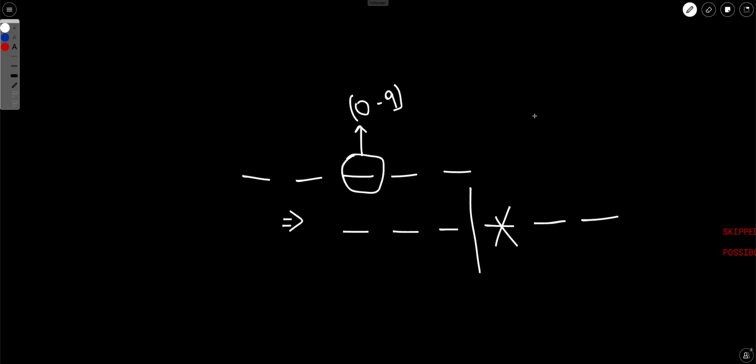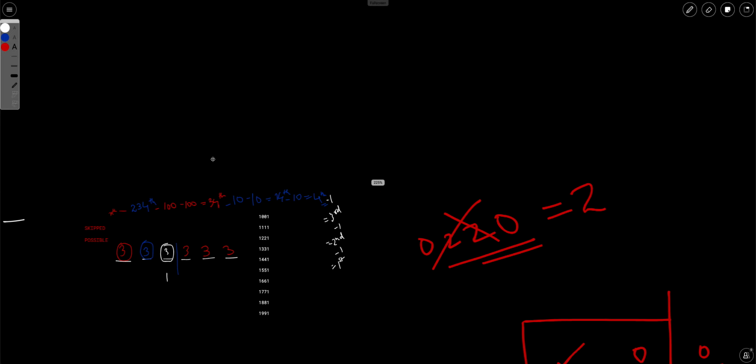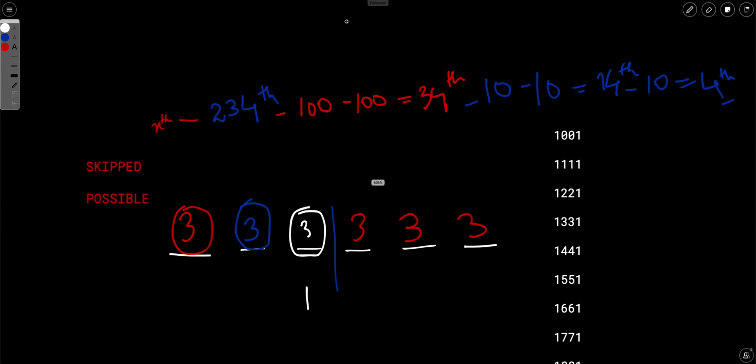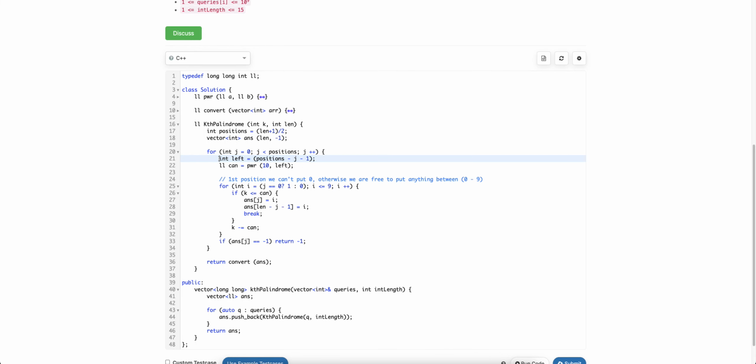If you remember previously, we have tried this. So every time we are putting something here, we are trying to find how many more palindromes can be formed. So for this we need to find out the number of positions that are left. So that's what left is. Now after finding left, we are calculating the number of possible palindromes, which is nothing but 10 to the power of left.